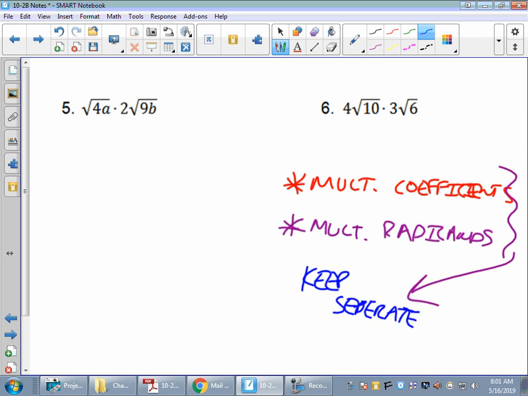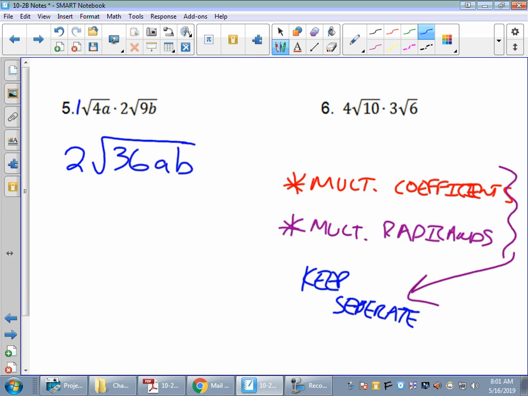And then you can still do the same properties that we talked about. So let's look at this example. Remember, if there's nothing in front, we assume it's a 1. So our coefficients would be 2 times 1, which is 2. And then the radicands underneath the radical here would be 4a times 9b. Well, 4 times 9 is 36. A times b is ab. And so that's all underneath this radical.